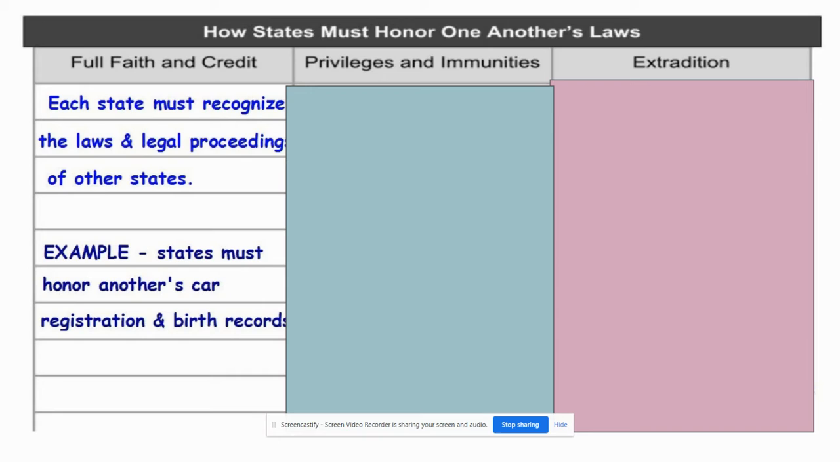So, we're going to start with the full faith and credit. And what that basically means is that each state must recognize the laws and the legal proceedings of another state. So if I happen to be driving through Nebraska and I'm from another state, Nebraska is going to have to respect that other state's driver's registration, probably license and such on their car. We also have to respect the birth records. So if a person is not born in this state and they come to live here from another state, we recognize the birth records, that everything is good.